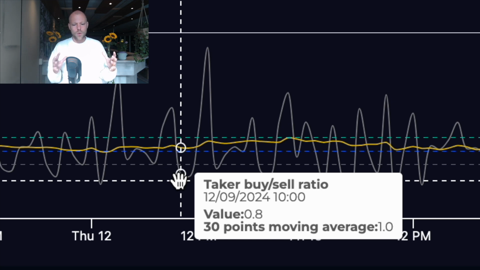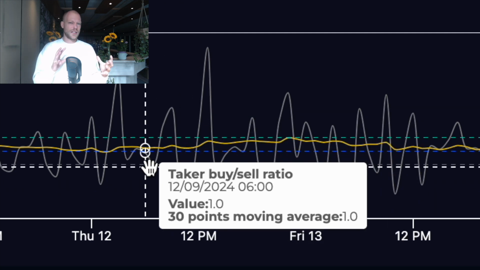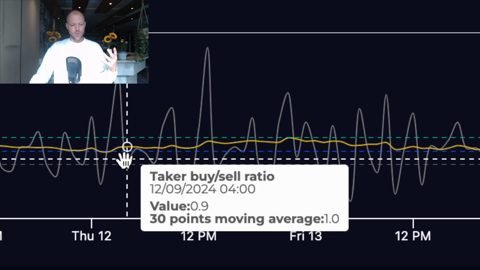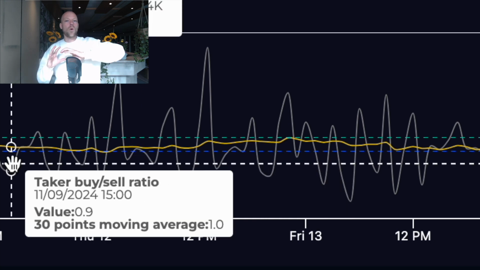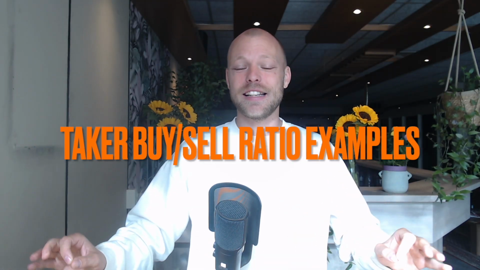So maybe in one hour, many people are opening long positions, right? But if in the previous hours it wasn't really the case, then that average will smooth that out. So it will give you a very good view on whether the trend is showing that more people are in a long position using market orders, or in a short position using market orders, than just one specific point in time. So now let's have a look at an amazing example, guys.